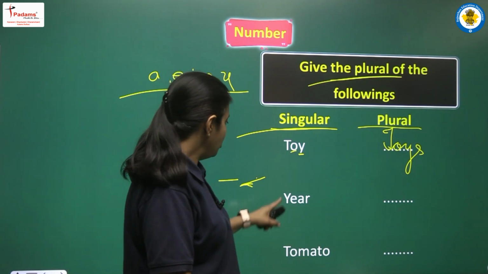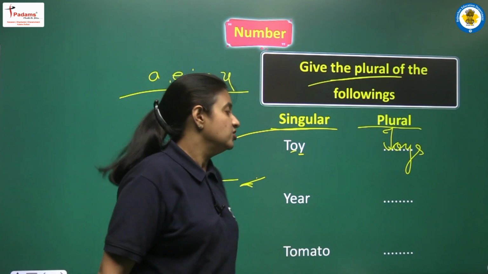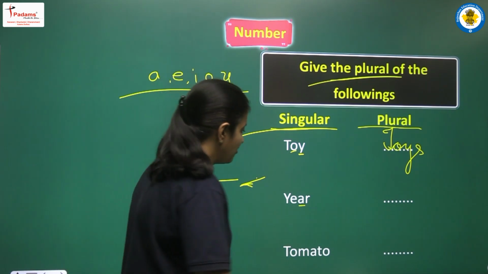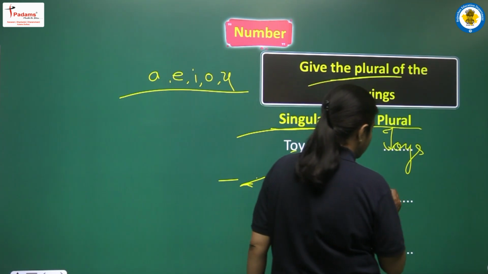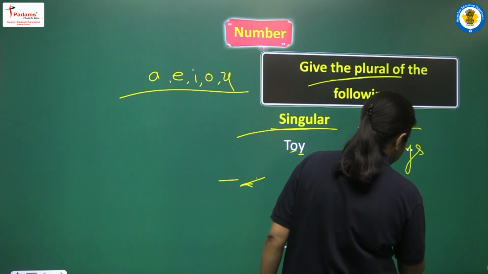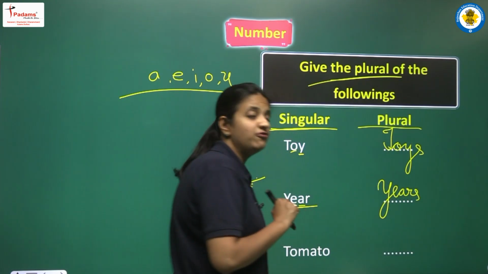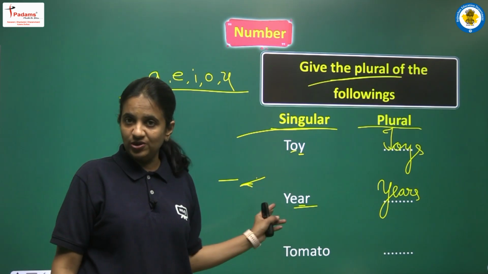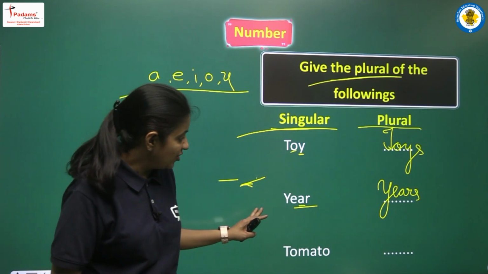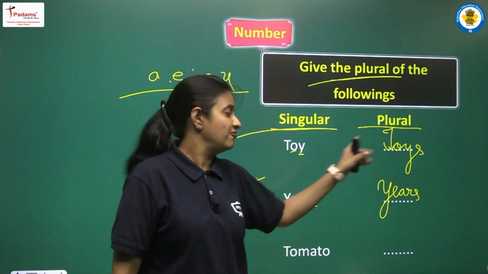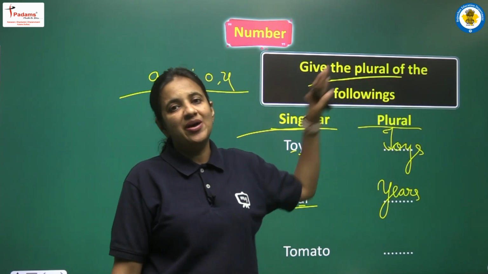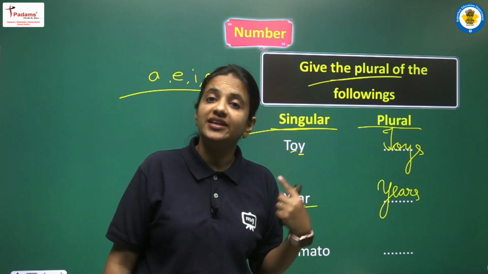Okay, moving on, next we have ear. We can see that at the end of the word we have R. So here we have to add a simple S. Now the plural form of ear will be ears. This is ear, a singular noun. In this noun we are talking about only one ear, and when we convert this into plural, we are talking about more than one ear.